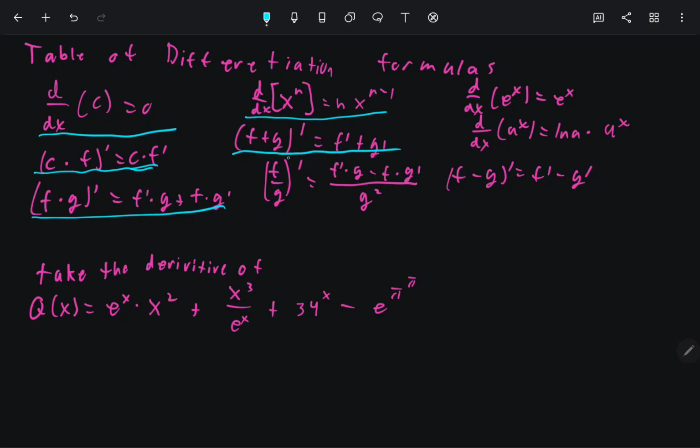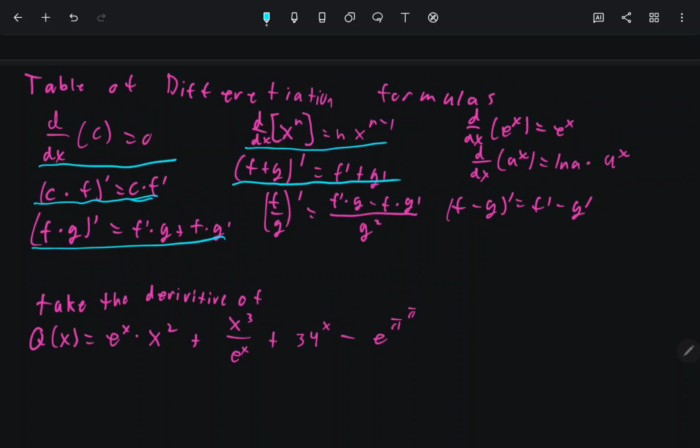Then we have the quotient rule, which is the derivative of f over g is f prime times g minus f times g prime, all over g squared. Then we have the derivative of an exponential, where the derivative of e to the x is e to the x. And then we have the derivative of an exponential, which is ln of a times a to the x. And then finally, we have the difference of two functions, whose derivative is f minus g prime, equal to f prime minus g prime. And now we get to use the majority of those rules here.